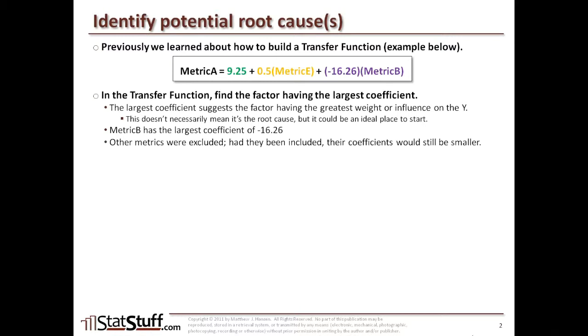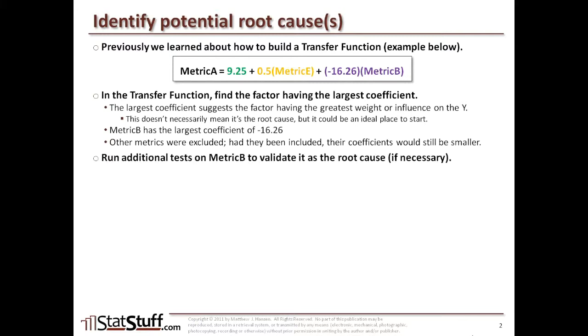So now we have other metrics that were also excluded. Those were the metrics D and metric C that we were looking at. So had they been included though, their coefficients would probably be a whole lot smaller than still this metric B. So it looks like we're at the right place and starting with metric B as a possible beginning point.